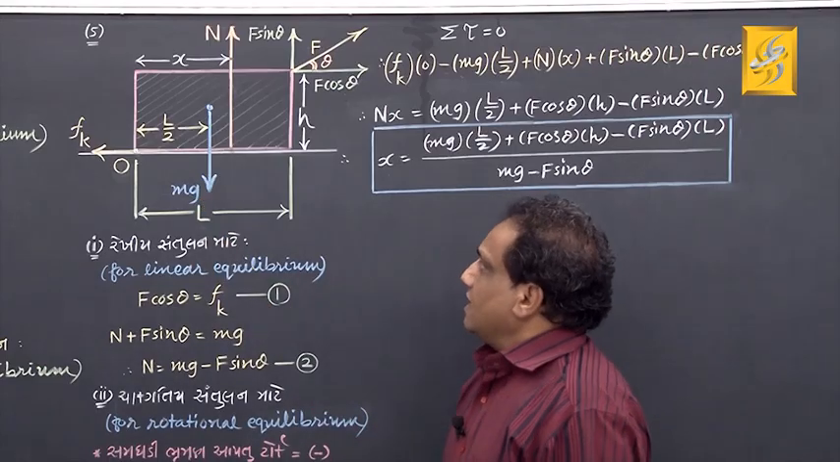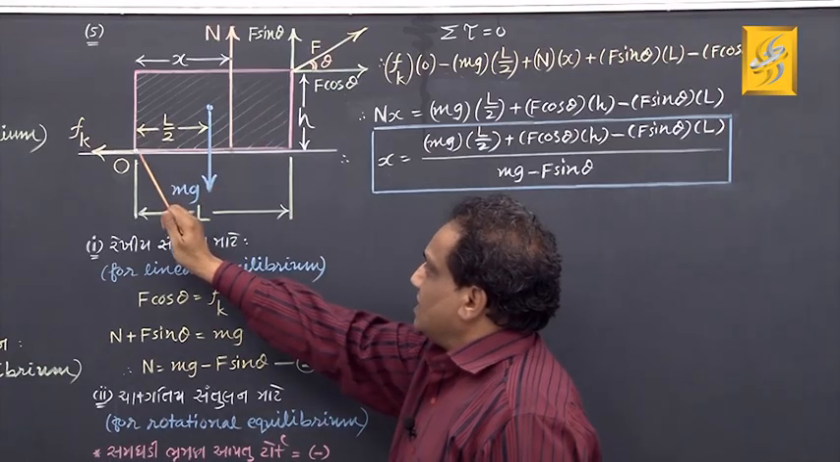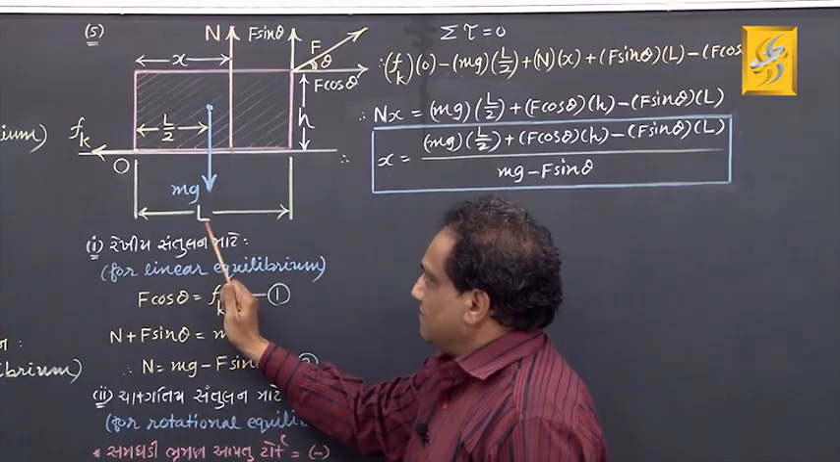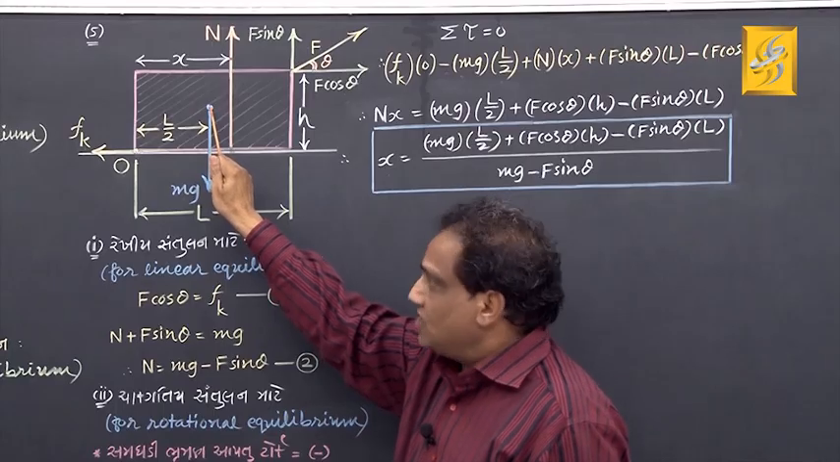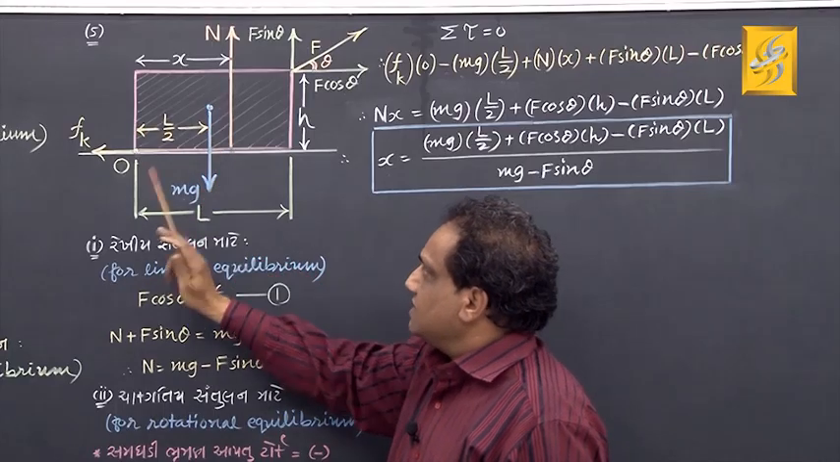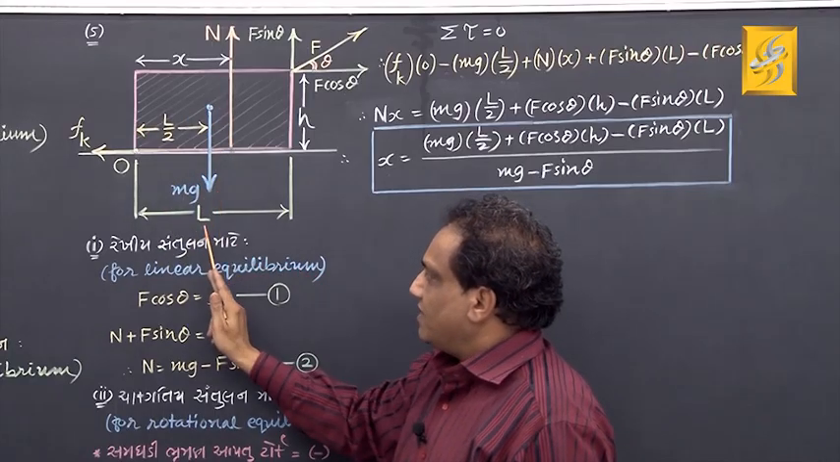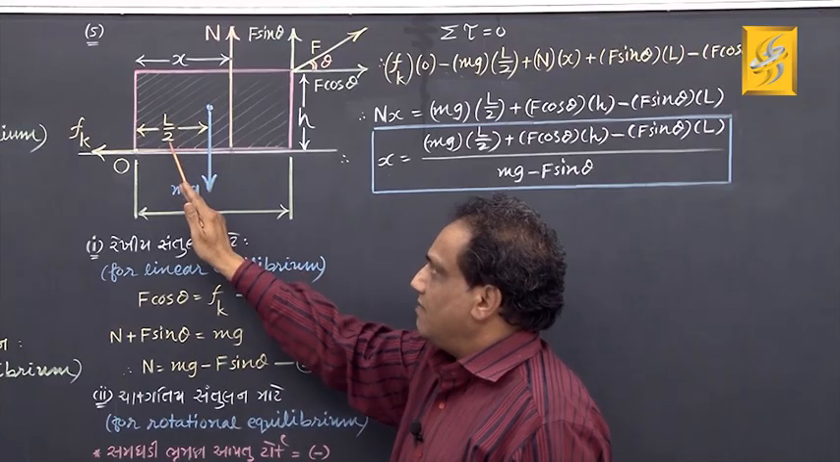Fine. Now this total length is given as L. Because this is the center of gravity, it is exactly at the centroid, which is at half of the length. So this much distance is half of capital L. So I am writing here L by 2.